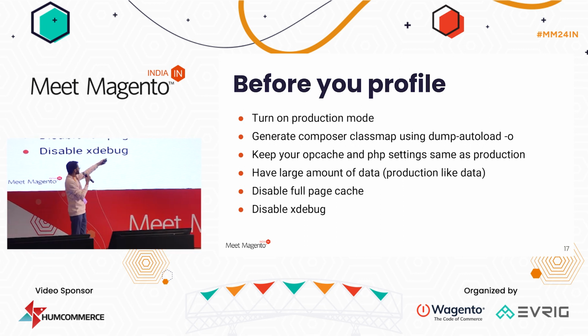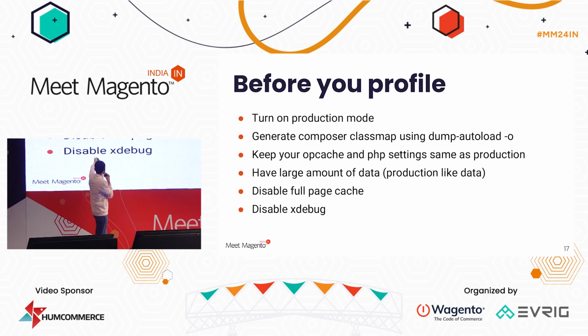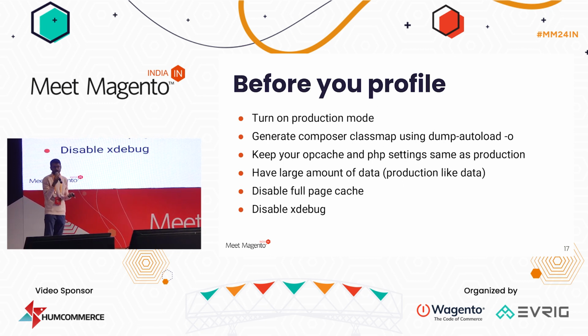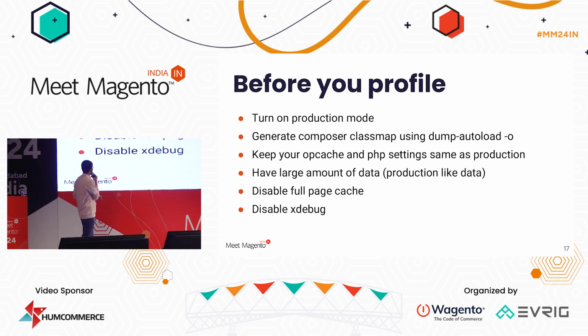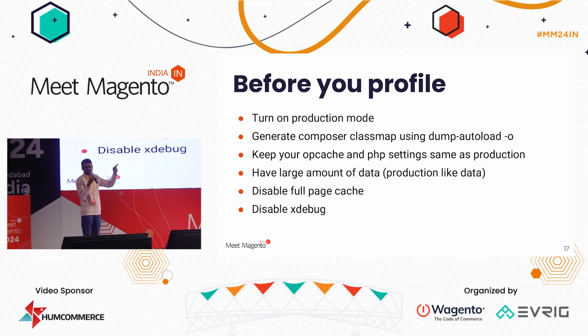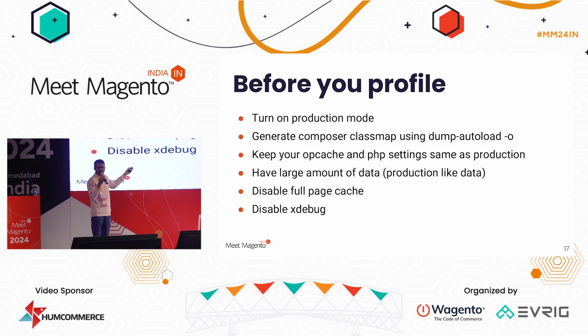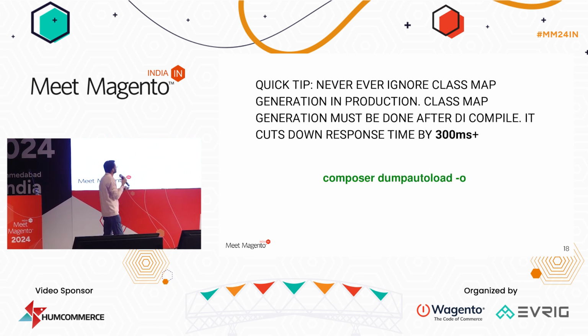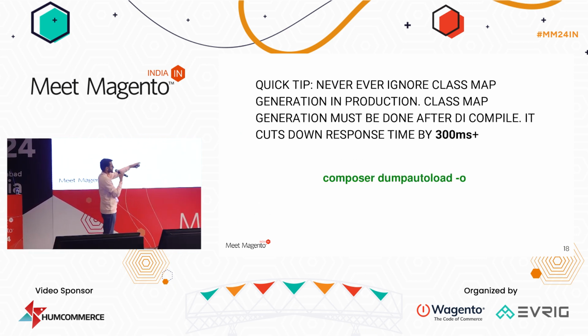Then keep your opcache and PHP settings the same as production. Have a large amount of data, because that's when you will be able to find the issues. And disable full page cache, because at this point we are looking at optimizing the performance without the cache, because when people do filtering or searching, the cache is not going to be useful. So that's what you want to do. And if you have Xdebug, disable it. Yeah, this was the fact that I mentioned just a minute ago.